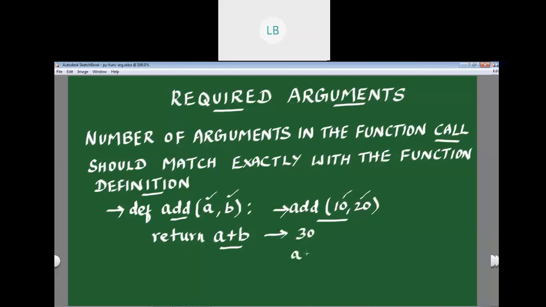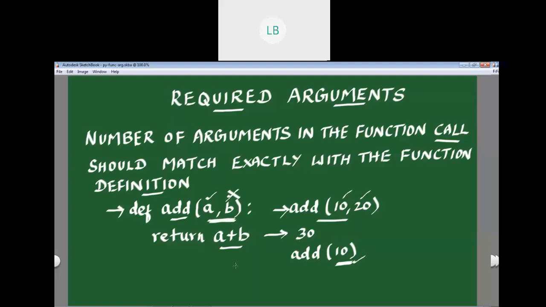It is nothing but 30. In case we have a function call statement like this, where we have only one value, one argument, this will be passed to a and the parameter b will not have any value. In this case, there will be an error message stating that it is missing one required positional argument. So based on the number of parameters, the arguments should be passed.